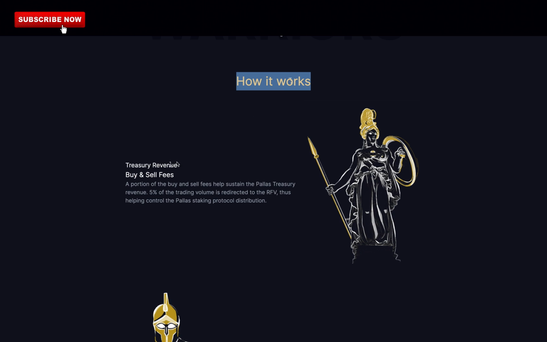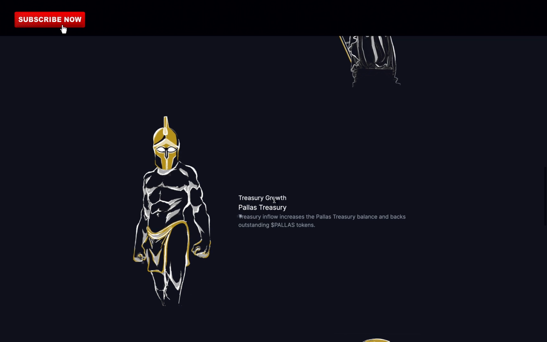How it works. Treasury revenue. Buy and sell fees. A portion of the buy and sell fees helps sustain the Pallas treasury revenue. 5% of the trading volume is redirected to the risk-free value, thus helping control the Pallas staking protocol distribution. Treasury growth. Pallas treasury. Treasury inflow increases the Pallas treasury balance and backs outstanding Pallas tokens. Staking rewards. Pallas token compounds automatically with a treasury-backed currency with intrinsic value.